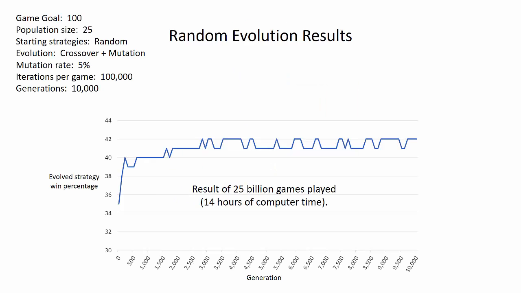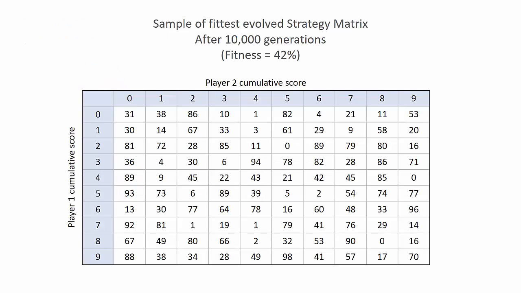This graph shows the fitness of the best strategy in generations 1 through 10,000. Overall, the fitness increased from 35% to about 42%. The fittest strategy in generation 10,000 was still worse than a constant 20 strategy. This was the result of 25 billion individual games and required 14 hours to run. This is a sample of the fittest strategy in generation 10,000. As you can see, the values are still very random.